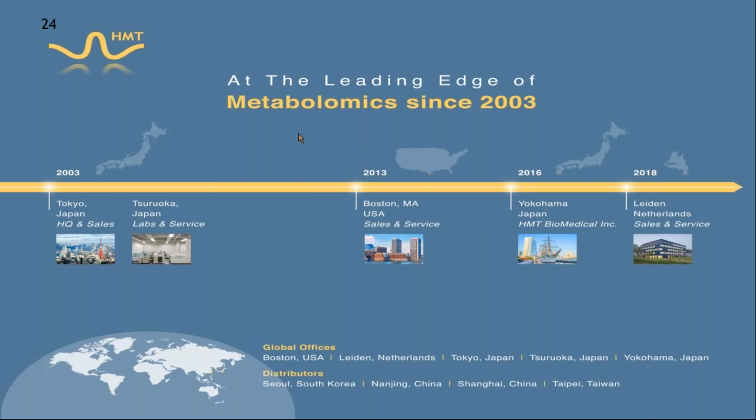I just wanted to mention at the end that the metabolomics we've been providing from HMT started in 2003. We started going global in 2013 with offices in Boston. We expanded into Europe, and just last year opened an office in Leiden. We also have an office in Yokohama for a biomedical development group. Aside from our global offices, we have distributors in Korea, China, and Taiwan.